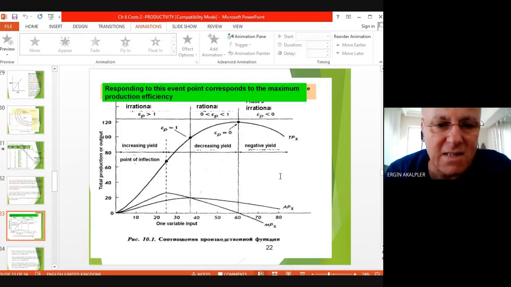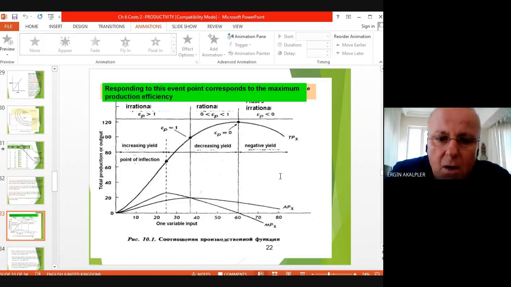Therefore, increasing yield is realized, the highly increasing yield, up to the elasticity where it is 1, and then after this it goes to between 1 and 0 where it is decreasing but still rational, and after then at elasticity 0 it goes negative, where it is not desirable, not of course rational for the producers. Due to this reason we have to determine the best possible production capacity for our company regarding our market structure.